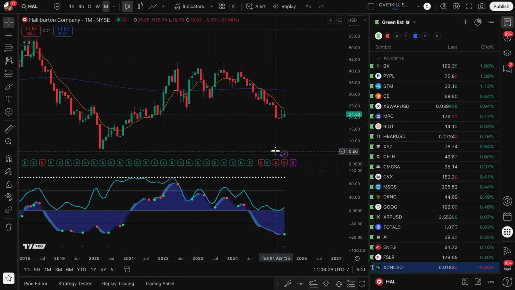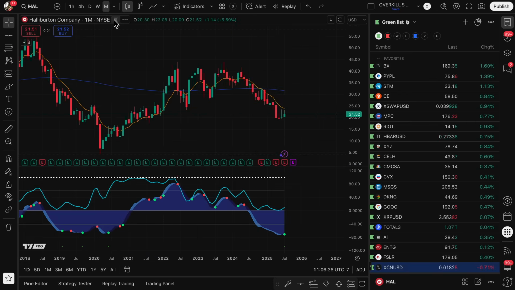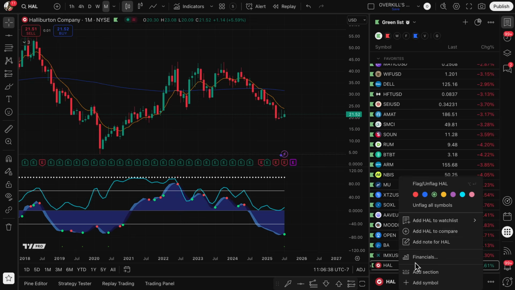We got HAL. This one looks pretty interesting. Got a green dot. Yeah, I'd be buying this one here. What is this one? Is this a clothing company? HAL. They make pretty good money. I actually like this one. Good call out here. I've heard of it before, I feel like.